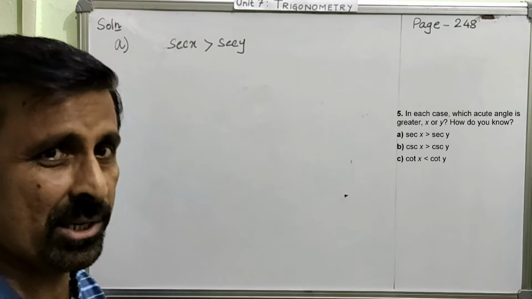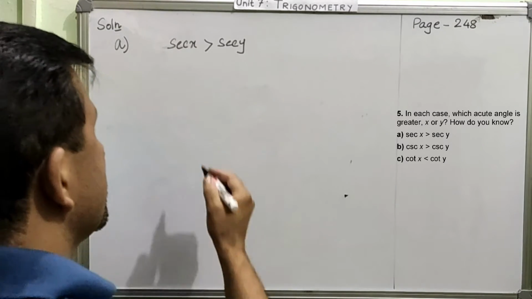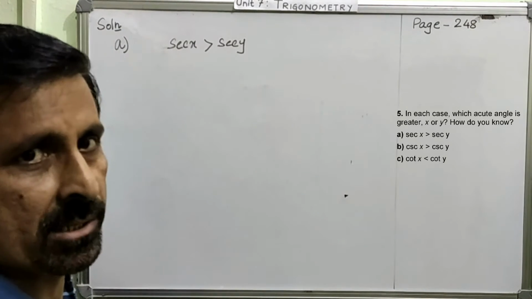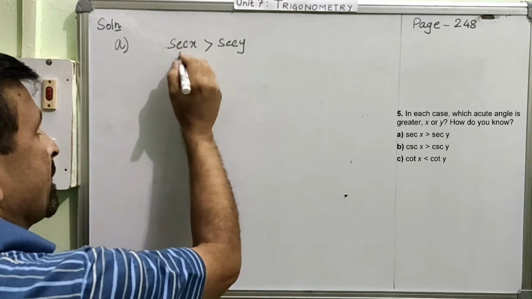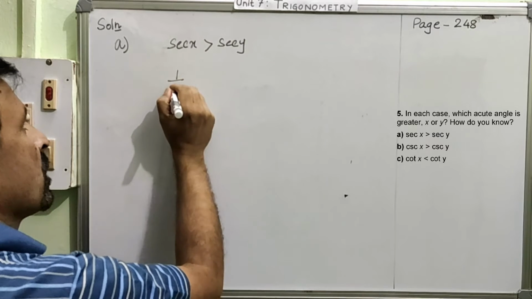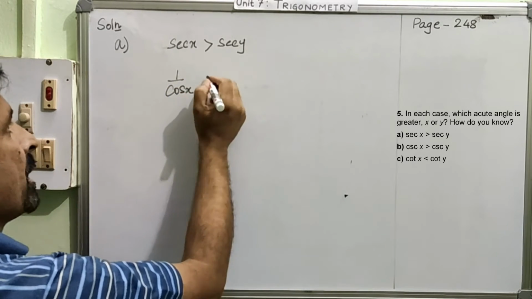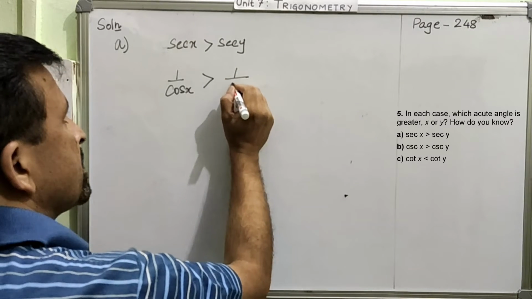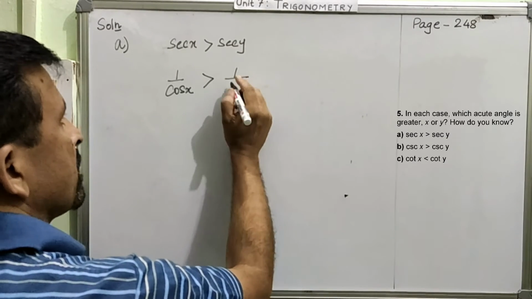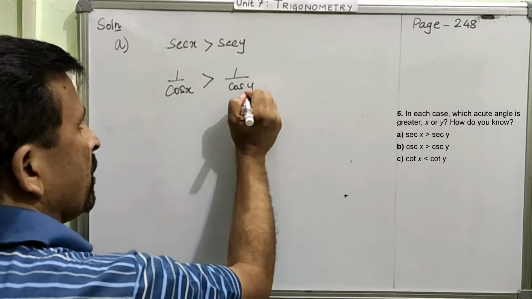So, let us change this also into fundamental. Sec x is the reciprocal of which trigonometric ratio? Obviously, cos. So, I can replace this by 1 over cos of x greater than 1 over cos of y.